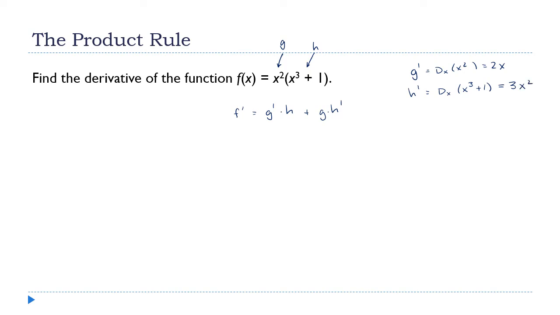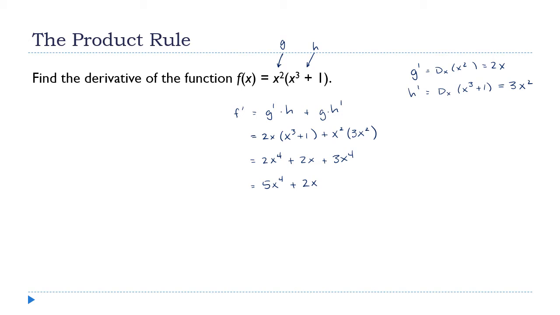So now let's just put all these pieces together. This is g prime, that's 2x, times h, which is x cubed plus 1, plus g is x squared, and h prime is 3x squared. Now I'm just going to do some algebra, clean this up. This is 2x to the fourth plus 2x plus 3x to the fourth, which is 5x to the fourth plus 2x. And that's it. There's my derivative.